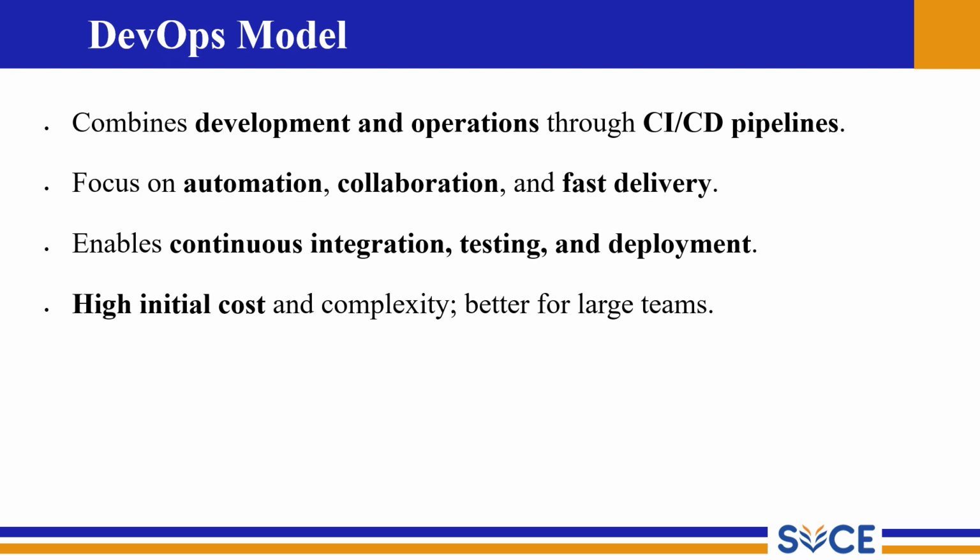The DevOps model integrates development and operations. It promotes automation, collaboration, and fast delivery using CI/CD pipelines, continuous integration, and continuous deployment. DevOps ensures that every code change is automatically tested and deployed. This results in faster updates, fewer bugs, and continuous improvement. Although it has a high setup cost, it's excellent for large organizations with multiple teams.